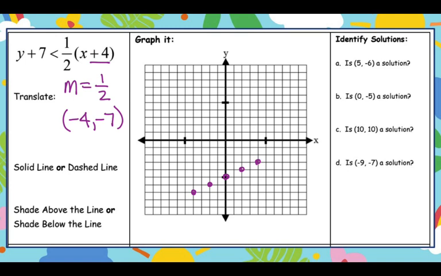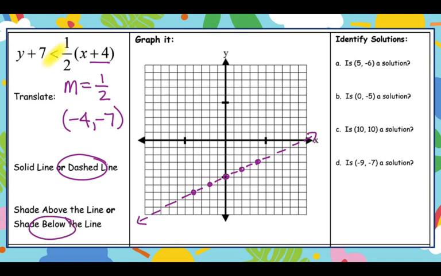And as I connect these points, if I look back at my inequality, it's just a less than. So that means I am going to have a dashed line because it does not have the or equal to. So as I connect these points, I'm going to go ahead and make it a dotted line since it does not have the or equal to.